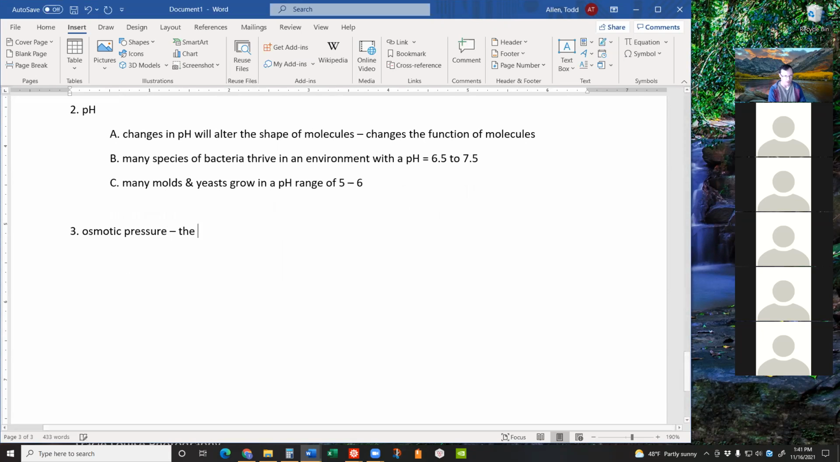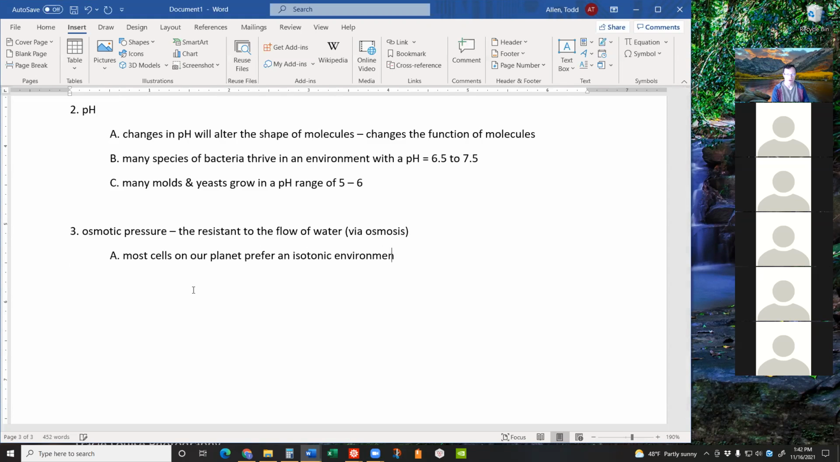osmotic pressure is the force, the resistance to the flow of water via osmosis. And so what I'm going to say is that most species of cells on our planet tend to like a roughly isotonic environment. Most cells on our planet prefer an isotonic environment. However, there are notable exceptions.